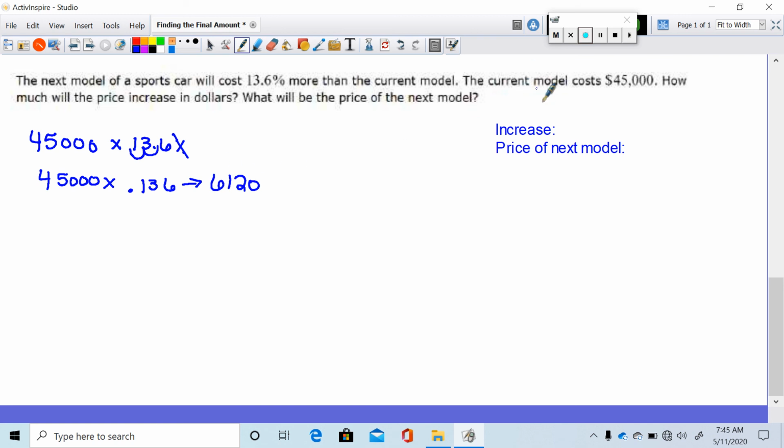Okay, now keep reading. How much will the price increase? So we are going to add. Okay, so that was the amount of increase, $6,120. So if it was $45,000 and you're going to add $6,120 to that, the price of the next model is going to be $51,120.